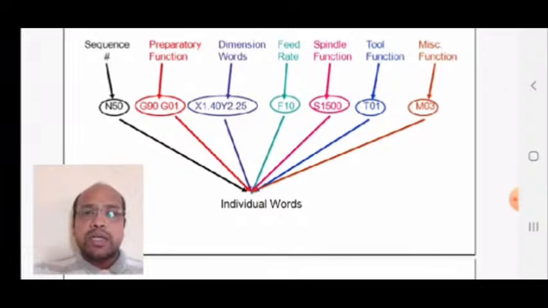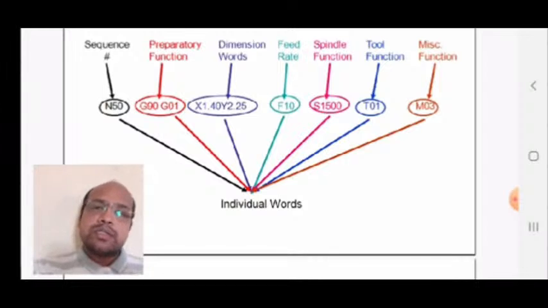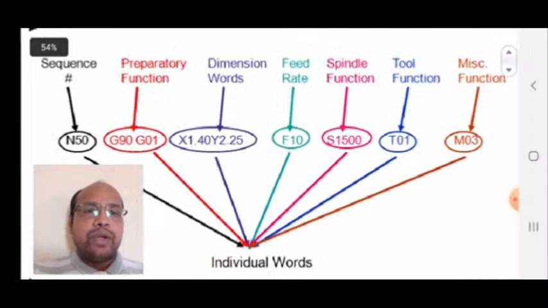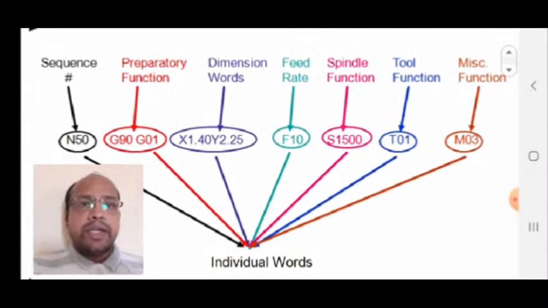Preparatory functions, that is called G codes. These we have to define secondly. This has second preference. Then we need to define x coordinates and y coordinates. Then we need to define the feed rate, that is indicated by F.